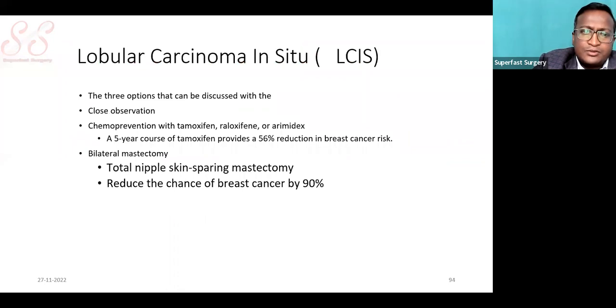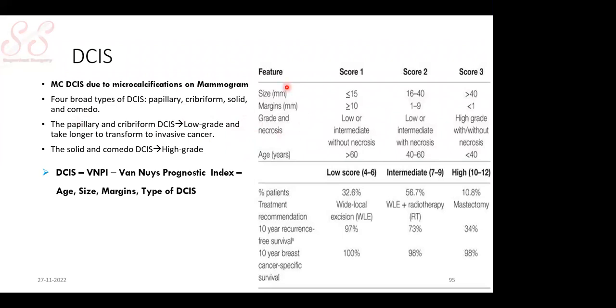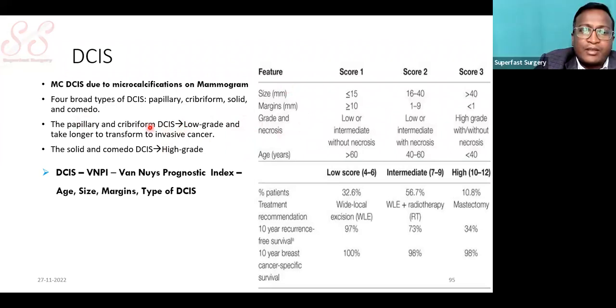Ductal carcinoma in situ. Now DCIS, ductal carcinoma in situ. The most common presentation of DCIS is microcalcification on mammography. And they have four broad types of DCIS: papillary, cribriform, solid, and comedo. There are four types.